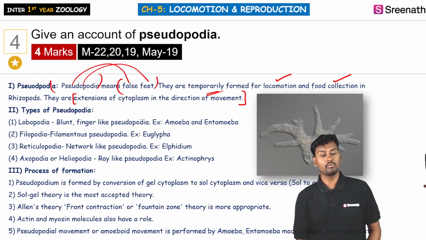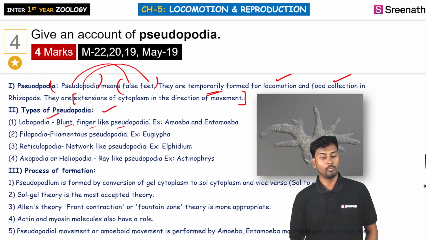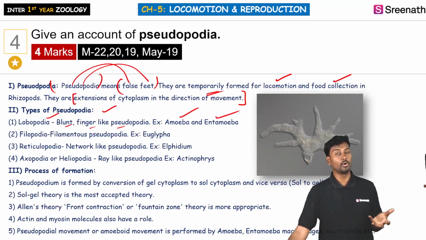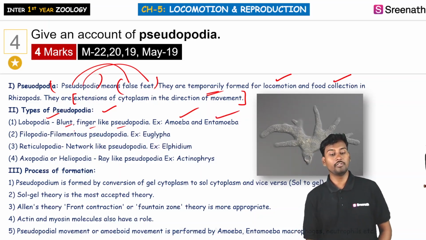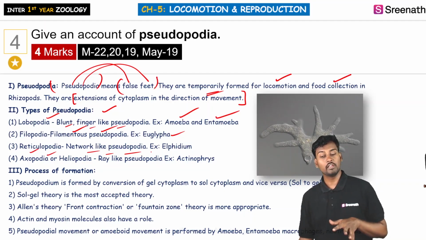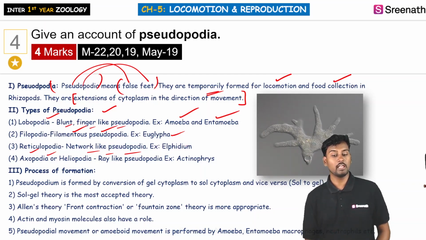So here the types of pseudopodia are lobopodia, that is blunt finger-like pseudopodia, observed in case of amoeba and entamoeba. So amoeba and entamoeba are the ones which generally show the lobopodia, that is blunt finger-like pseudopodia, and filopodia, that is the filamentous pseudopodia, example Euglypha. And next is reticulopodia, that is network-like pseudopodia. Reticulopodia is nothing but a network of pseudopodia, found in Elphidium.